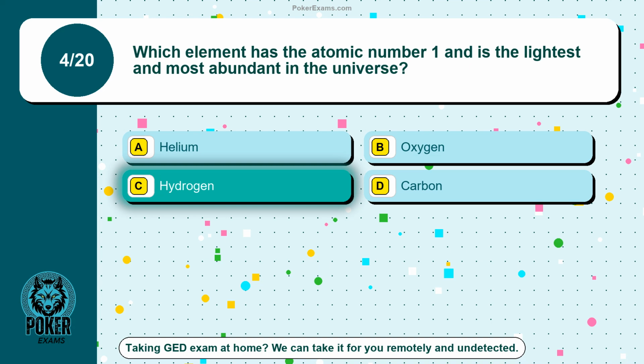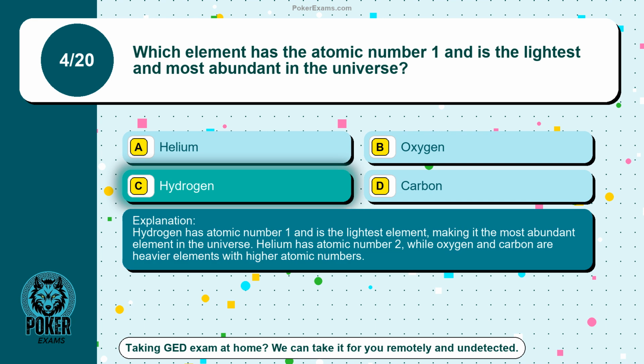The correct answer is option C, hydrogen. Hydrogen has atomic number 1 and is the lightest element, making it the most abundant element in the universe. Helium has atomic number 2, while oxygen and carbon are heavier elements with higher atomic numbers.